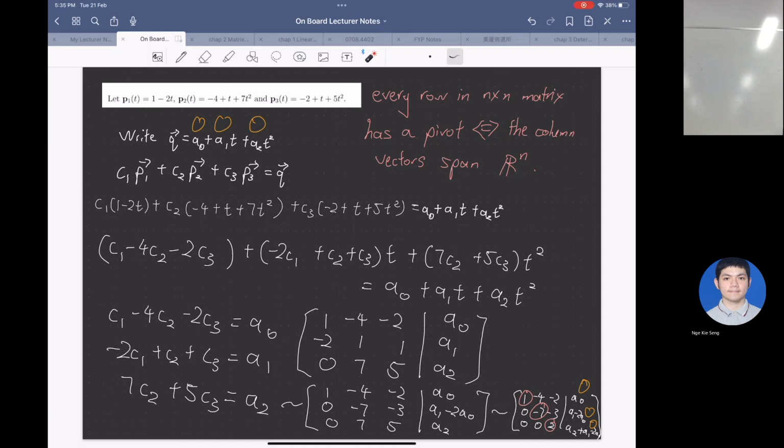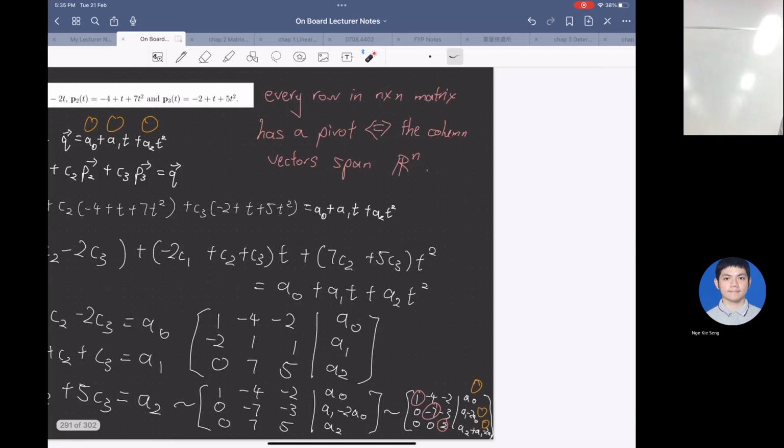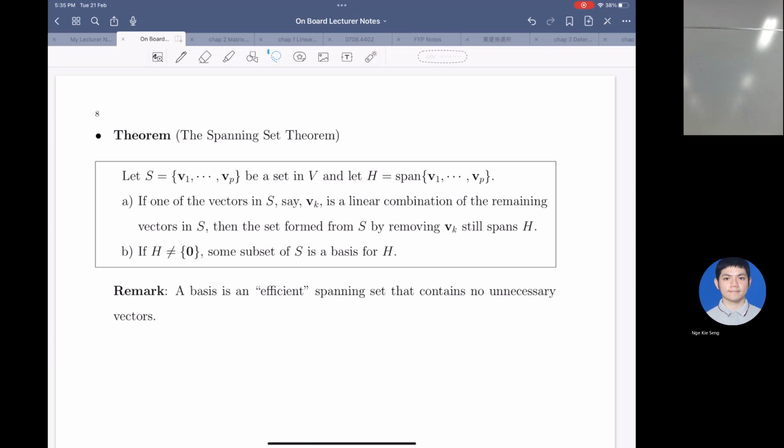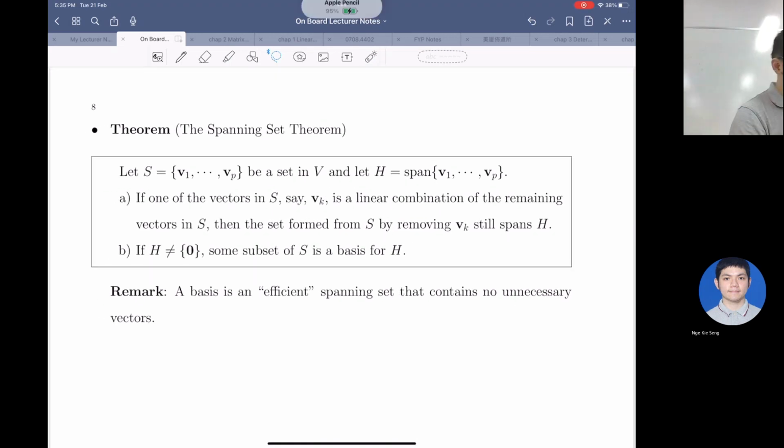Got it? Okay, good. Last one. Last theorem for the day. I mentioned this before, but I didn't tell you what the statement is. So the spanning set theorem. What is the spanning set theorem?